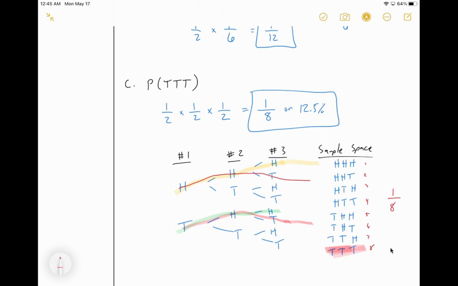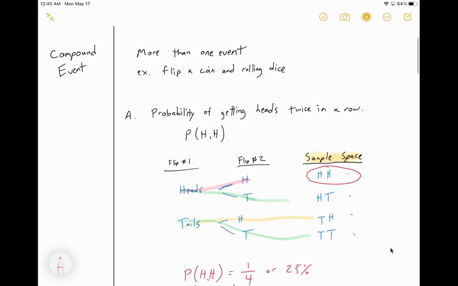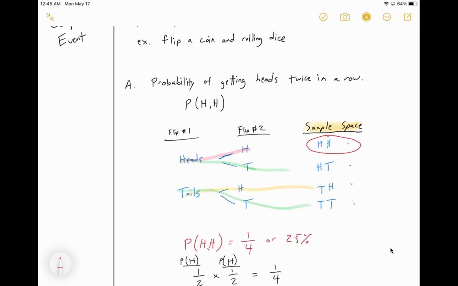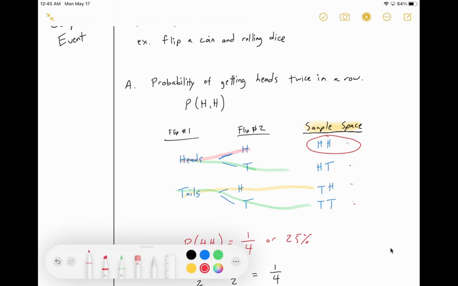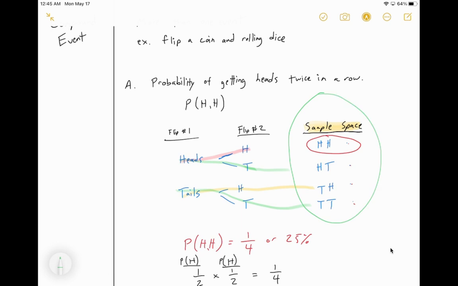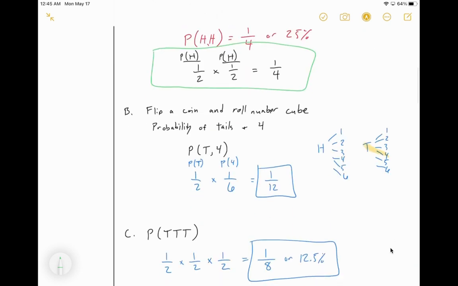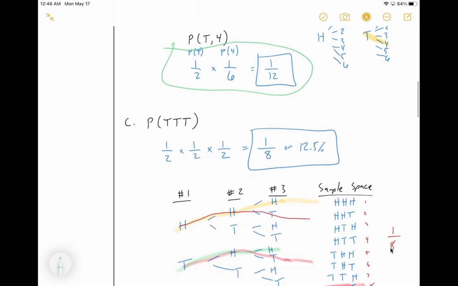Okay, let's review this really quick. Compound events are more than one event. Sample space is all the possible things that you could look at. Let's highlight this here. The key is right here: find the probability of each part and then just multiply. So the probability of heads times the probability of heads gives you the probability of heads, heads. Same thing here: the probability of tails times the probability of a 4, and you multiply those together and get your final answer. And right here, tails, tails, tails.